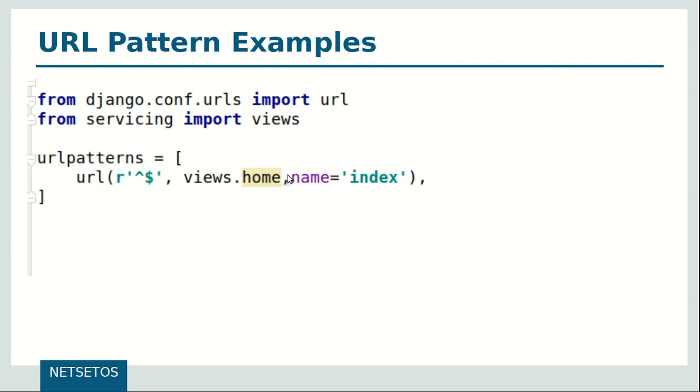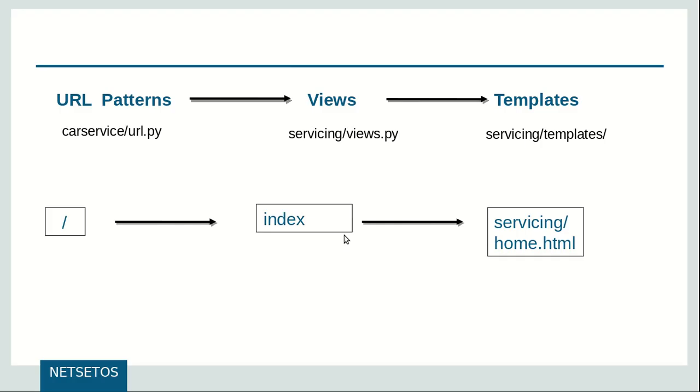The second argument is the view to call if there is a match. In this example, if someone comes to the root path of our website, it goes to the home view. If we follow the path of a request through our project with this URL pattern defined, a request to the root path will be directed to the home view, which once implemented will take us to servicing the home.html template.